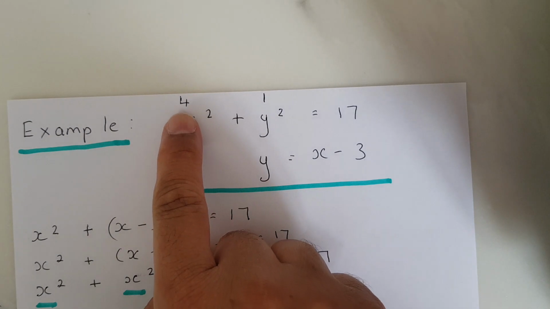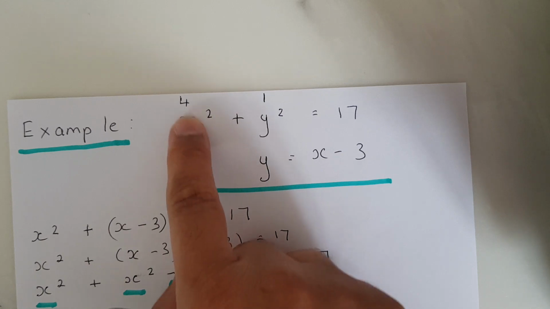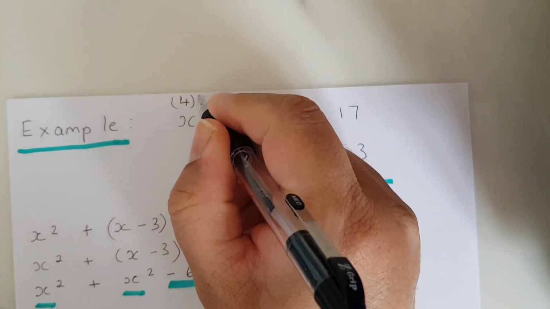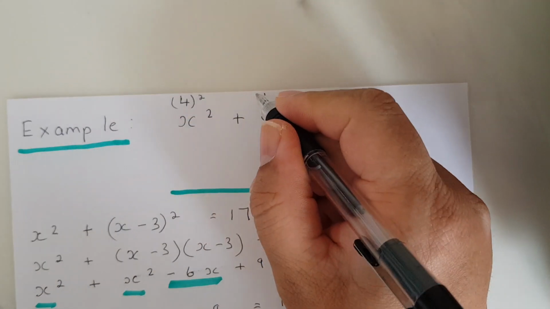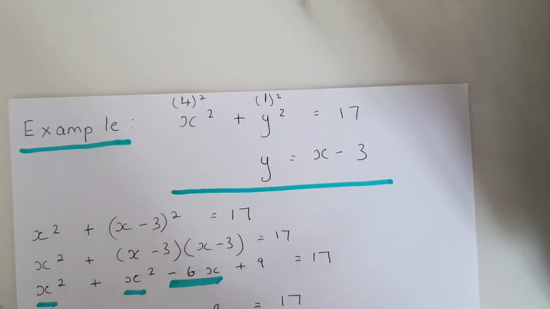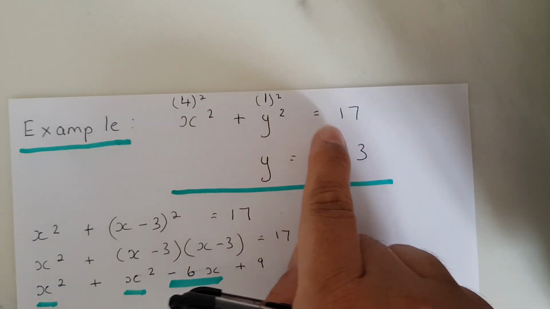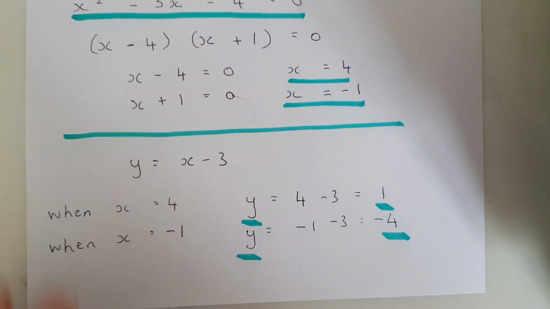If you do 4 squared, 4 squared will give you 16. So 4, I'm going to bracket that, put a squared there. 4 squared is 16 plus 1 squared. Now 1 squared, you know, is 1. So 4 squared is 16, add 1 squared is 1, equals 17. It works. Excellent. Let's try the other values.